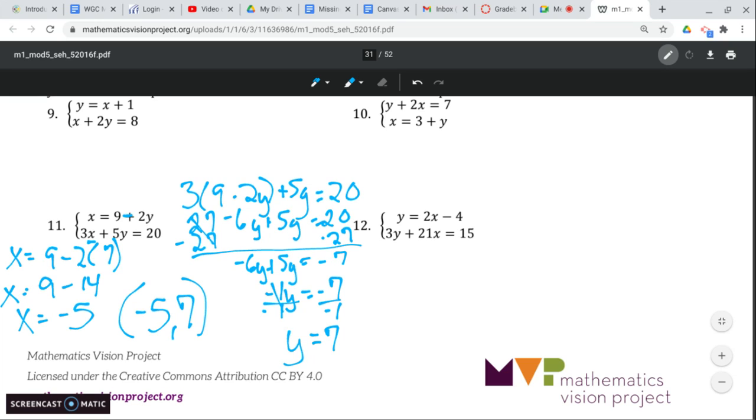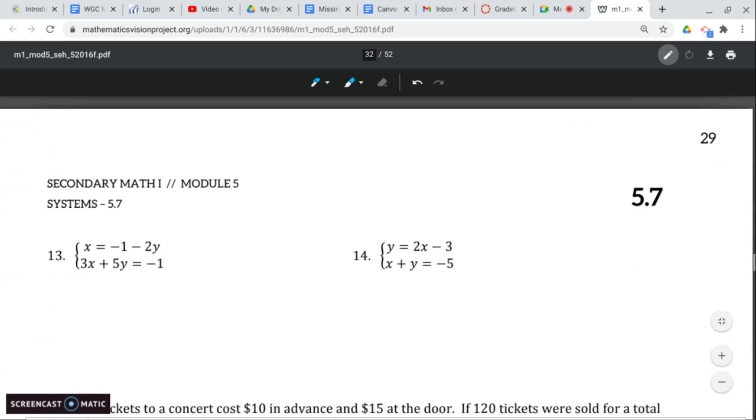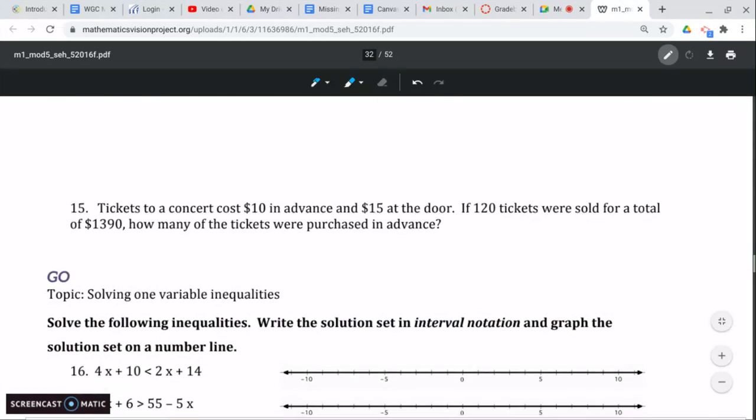Remember, we write solutions to systems of equations as an ordered pair. So make sure you write them as an ordered pair, okay? X first, then Y. All right, you've got a few more of those over here.